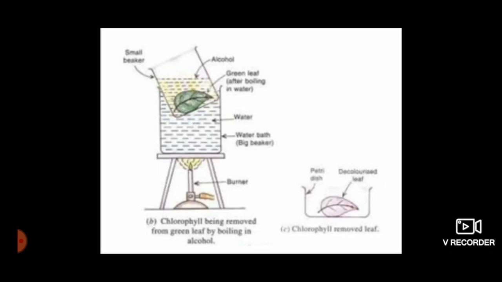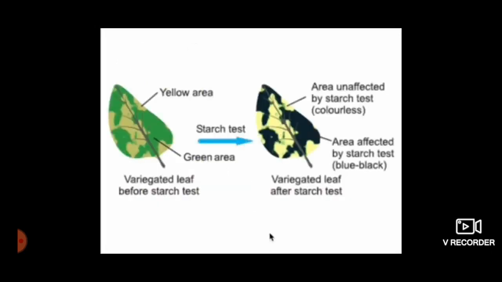The boiling of the leaf is done to dissolve the chlorophyll pigment present in the green portions of the leaf. After boiling, we see that the leaf is decolorized and becomes pale white. Now we take this decolorized leaf in a petri dish and add a few drops of iodine solution over it. It is a starch test, where we put iodine solution on the leaf to test for the presence of starch in the different portions of the leaf.